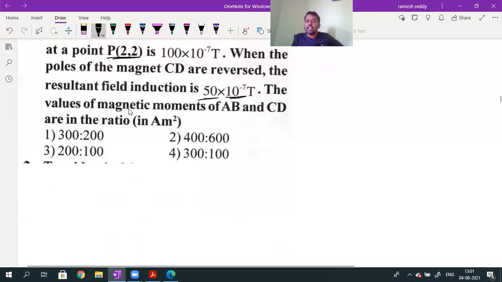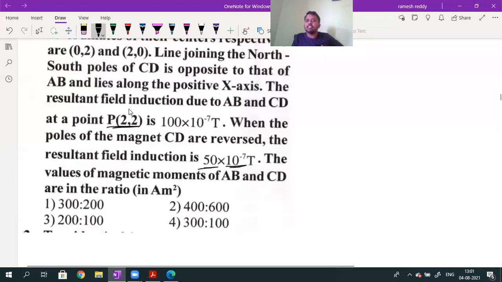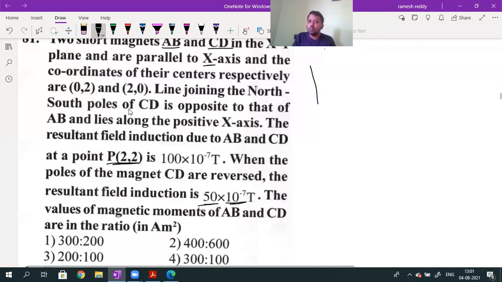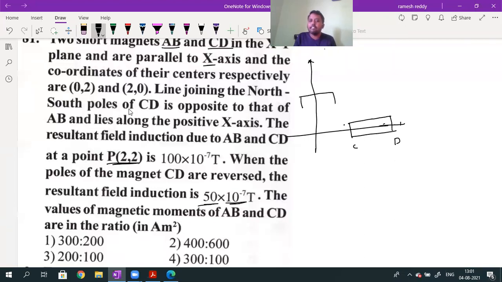I will draw the diagram here, I want to utilize the space. So listen carefully. There are two bar magnets given. One bar magnet is named CD, and the other bar magnet is named AB.